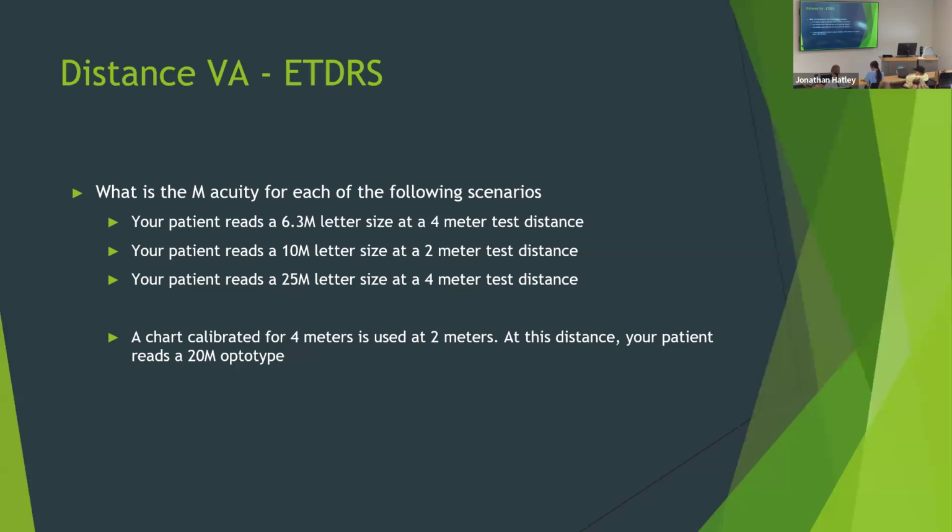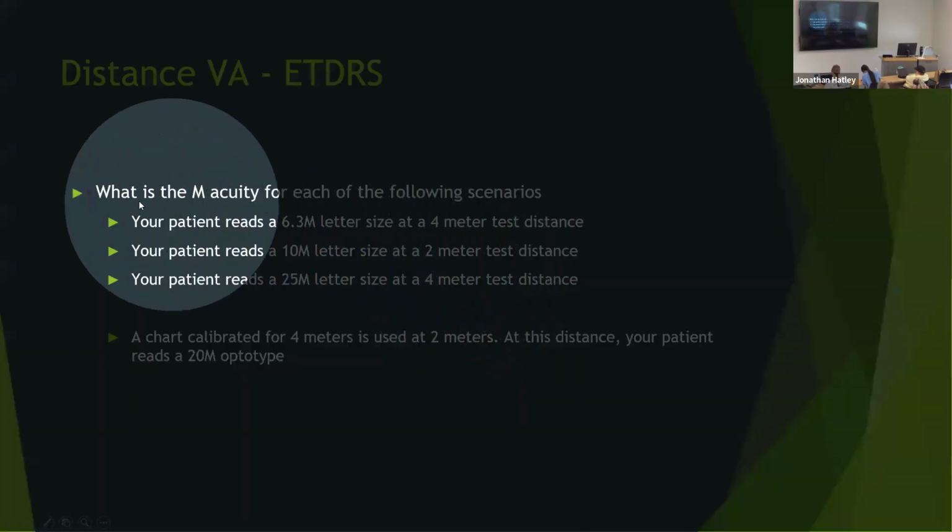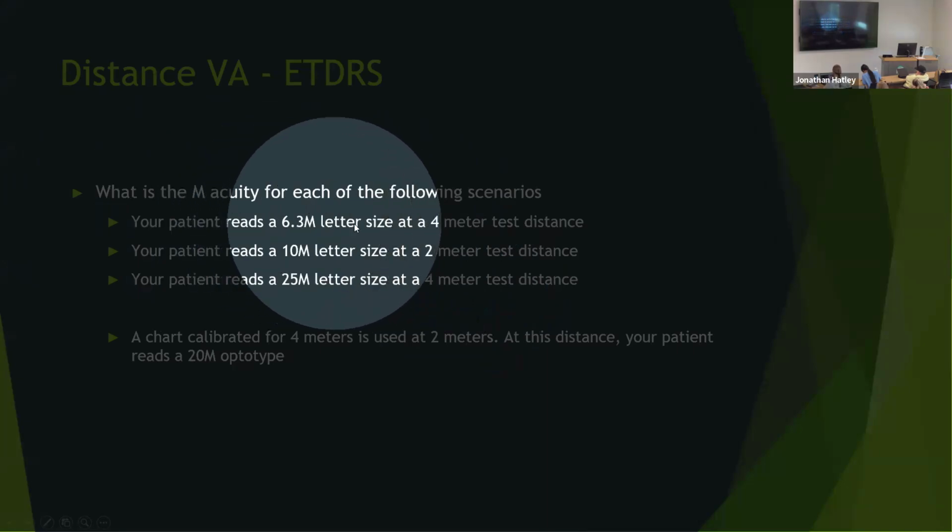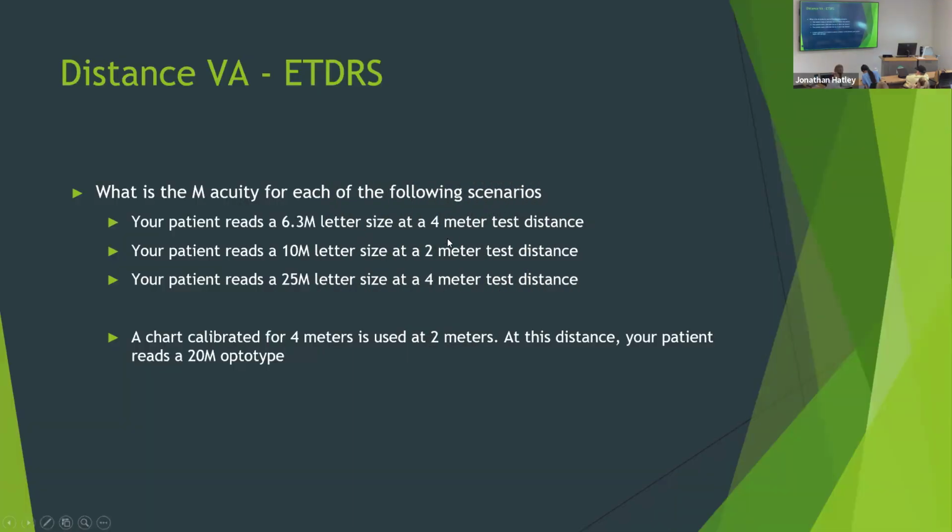All right, so let's go through these real quick. I think y'all are going to be pros at this point since we've already done a couple of examples. But what would your acuity be for a patient who read the 6.3M letter size and the chart was at 4 meters? 6.3M. Very good.